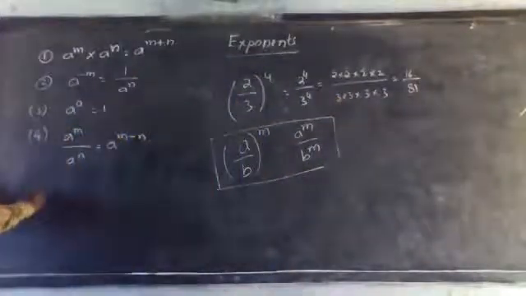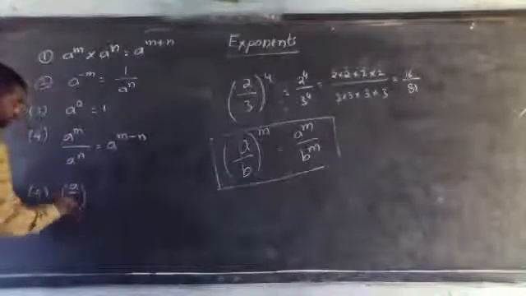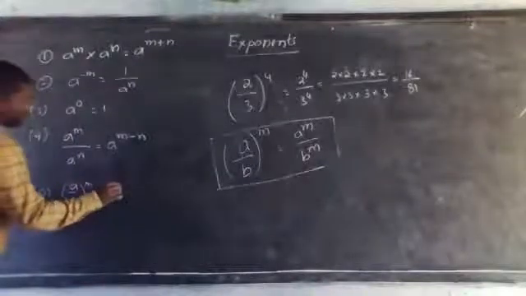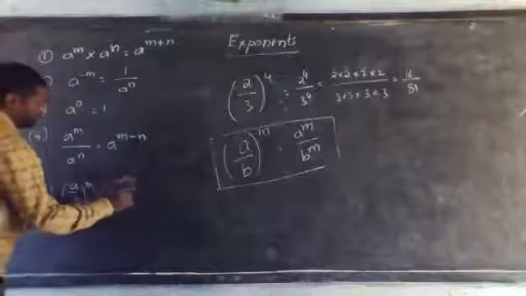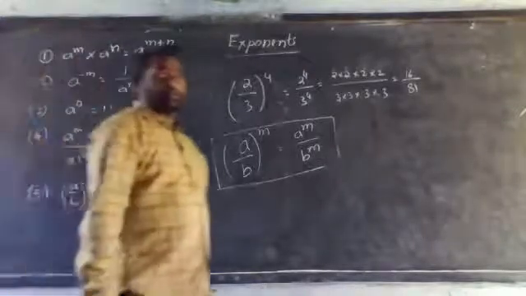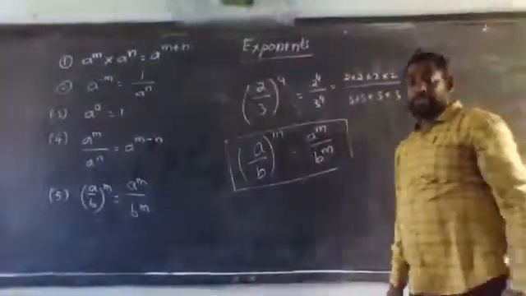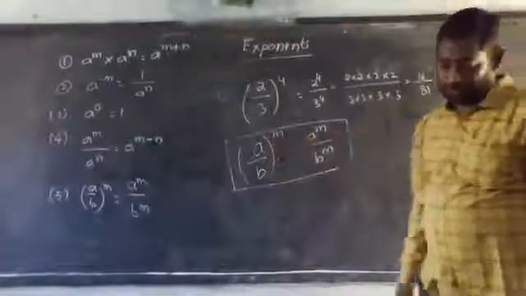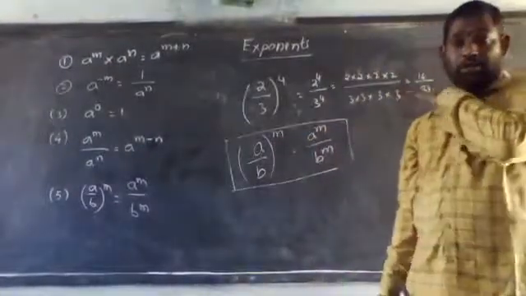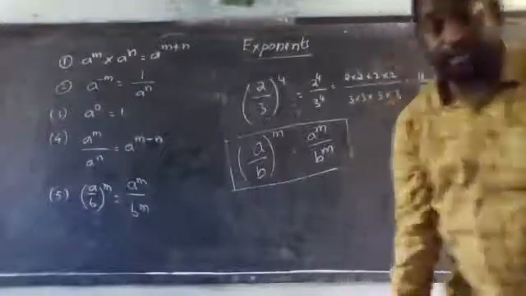So the fifth property: (a/b) to the power m is equal to a to the power m by b to the power m. a to the power m by b to the power m. So that is the fifth rule.